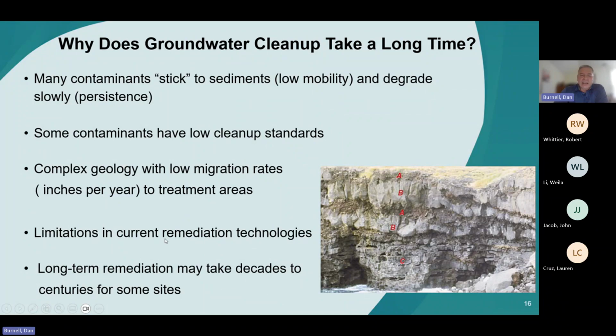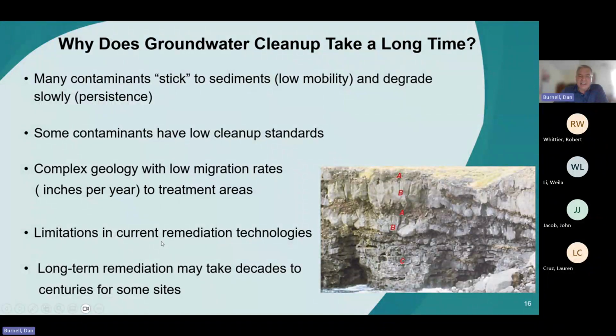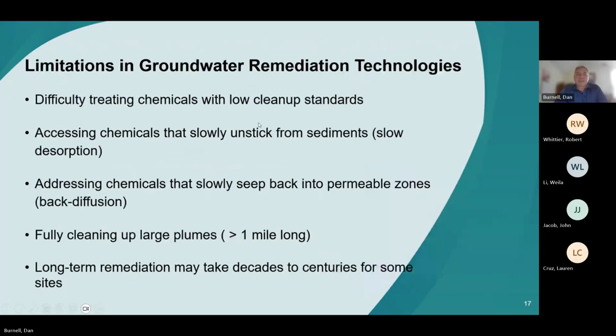Okay, and there's also, as we'll talk about in the next slide, some limitations in the remediation technologies, and so that's what causes these cleanup times to be very long and can be decades to centuries for some sites. So let's look more carefully at some of the reasons why we have limitations in our remediation technologies. Well, again, if chemicals have very low cleanup standards, like 1,4-dioxane, for example, or TCE, it can be difficult to treat these chemicals with those low cleanup standards.